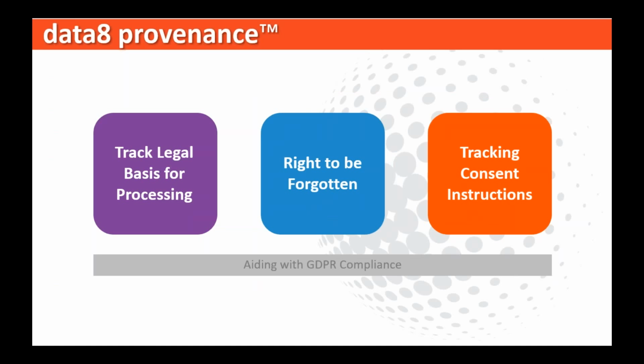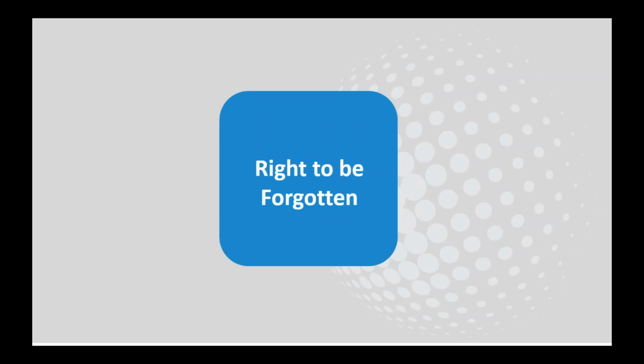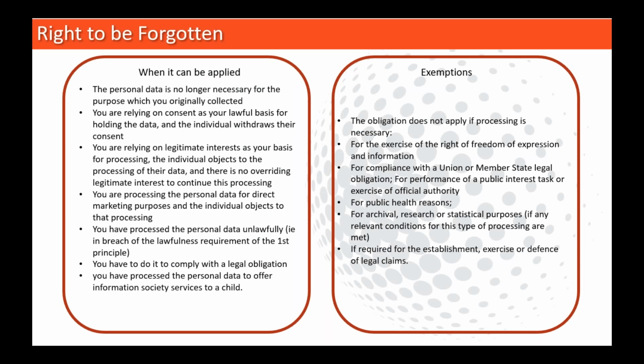So, as Warren said, we've got three main areas of provenance, which is the tracking of legal basis, the right to be forgotten, and tracking consent. The initial part we'll be looking at is the right to be forgotten. So this is from the ICO, and this is their checklist for what they believe should be done. The key parts of this is obviously, are you relying on consent? Are you relying on legitimate interest? It doesn't really make a difference for the right to be forgotten.